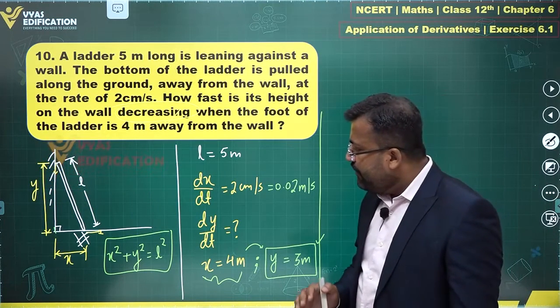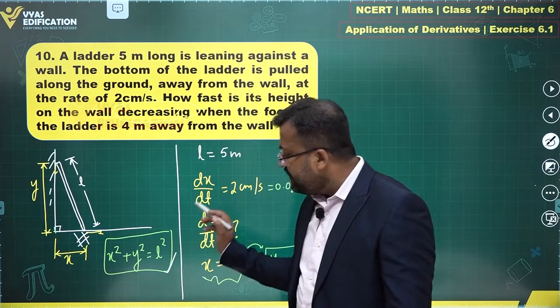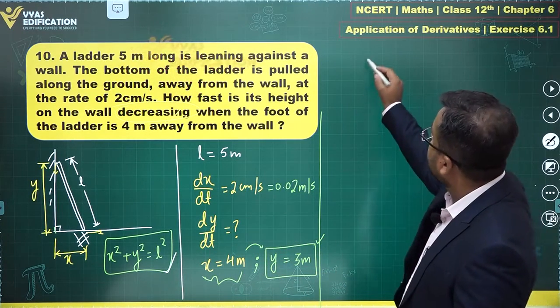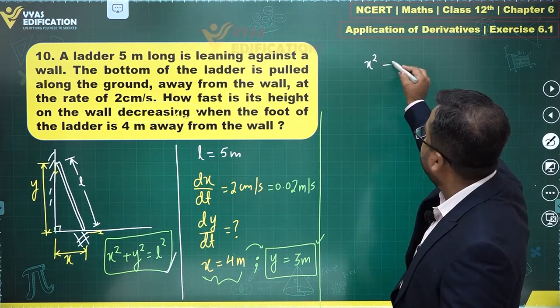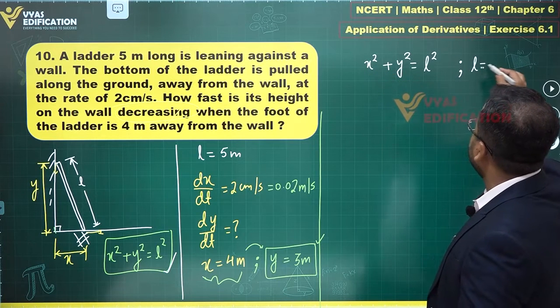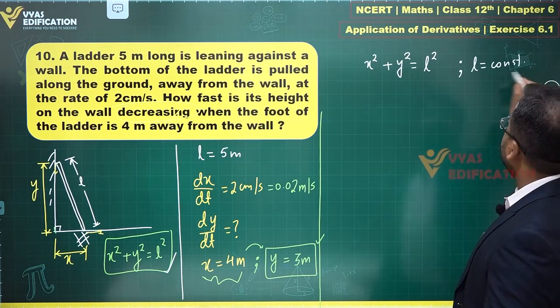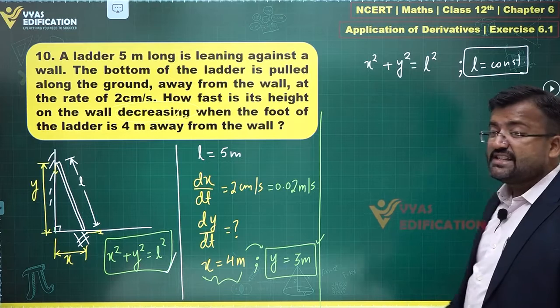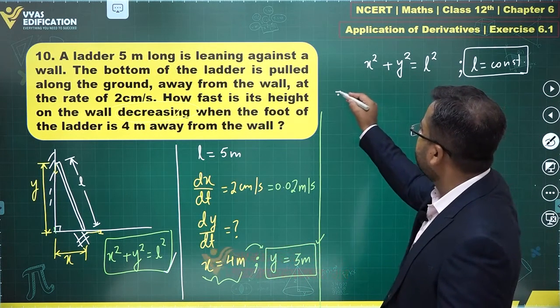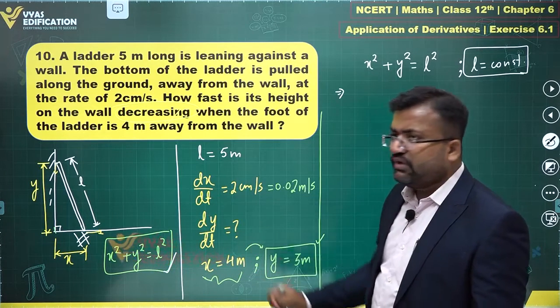Once again, we need some relation, and yes, we have a formula over here relating these lengths with one another. So x square plus y square is equal to L square. L, mind you, is a constant. L is not changing. X is changing, y is changing, but L is not changing. So let's differentiate this with respect to time.